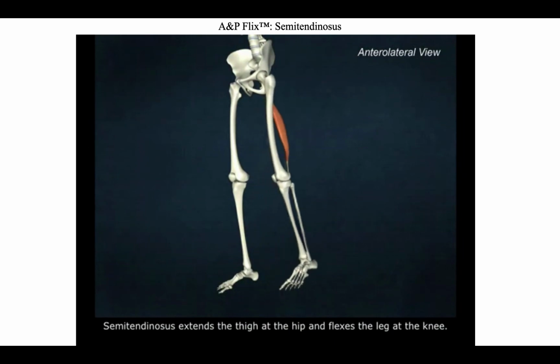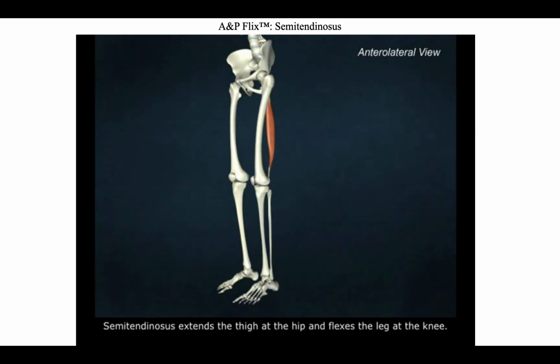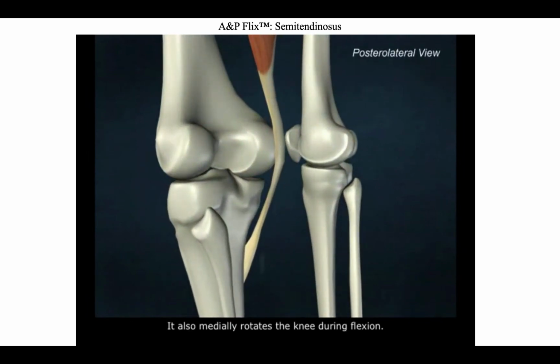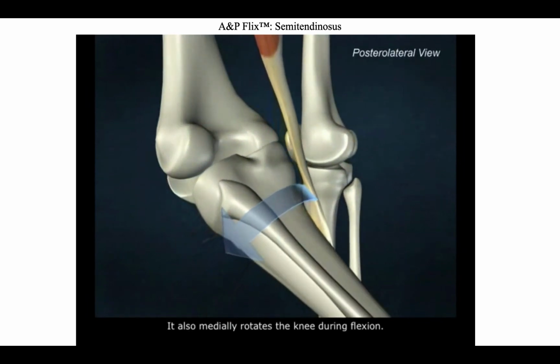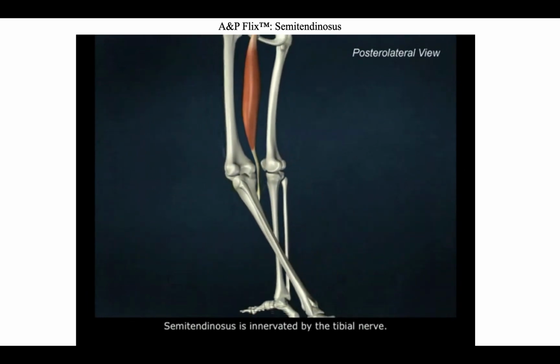Semitendinosus extends the thigh at the hip and flexes the leg at the knee. It also medially rotates the knee during flexion. Semitendinosus is innervated by the tibial nerve.